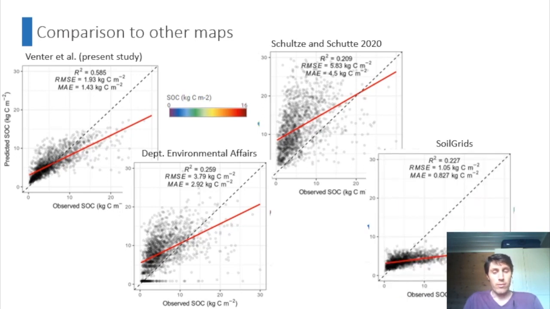And finally, it's higher than the Soil Grids global map and also shows less bias in that it doesn't underpredict soil organic carbon at the higher end and overpredict at the lower end.